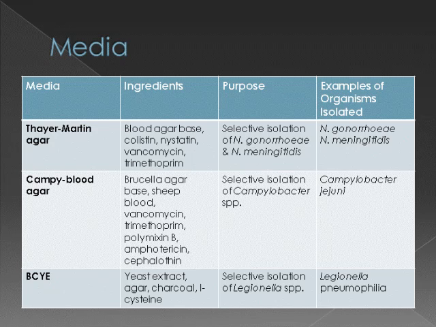Campy blood agar contains a Brucella agar base, sheep blood, and then various antibiotics such as vancomycin, trimethoprim, polymyxin B, amphotericin, and cephalothin. And this one is used to selectively isolate Campylobacter species such as Campylobacter jejuni. The purpose of all those antibiotics is to inhibit the growth of other bacteria from overtaking that Campylobacter species. And finally, we have BCYE agar. This contains yeast extract, charcoal, and L-cysteine. This one is selective for the isolation of Legionella species such as Legionella pneumophila.